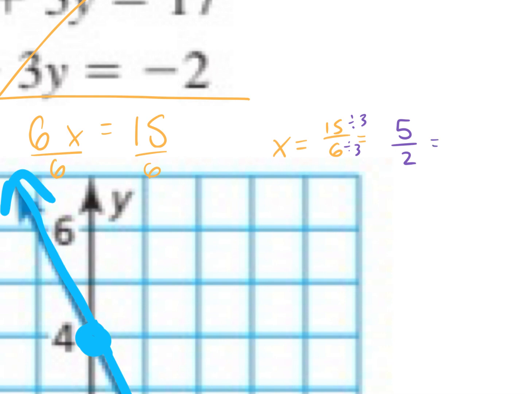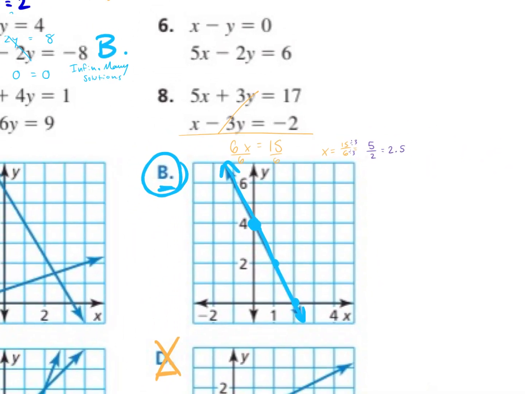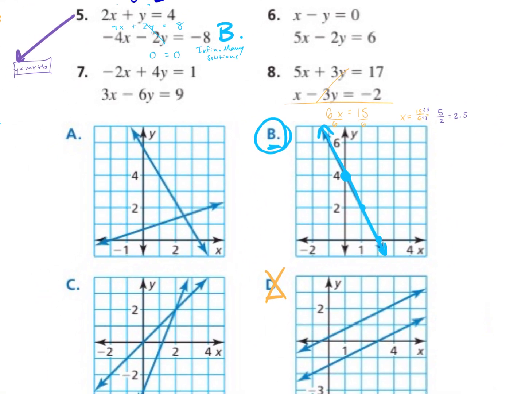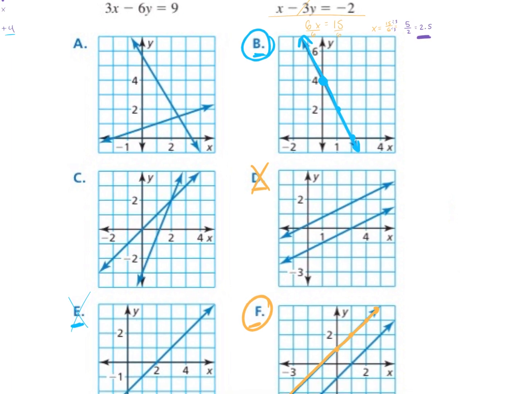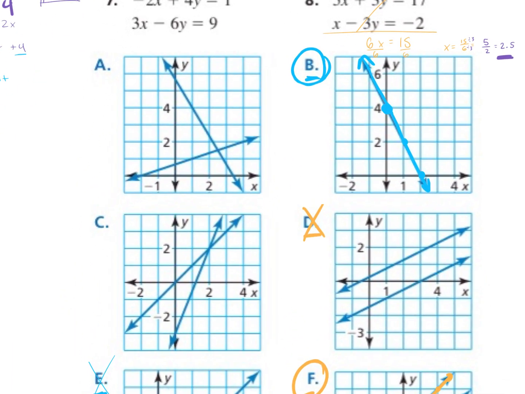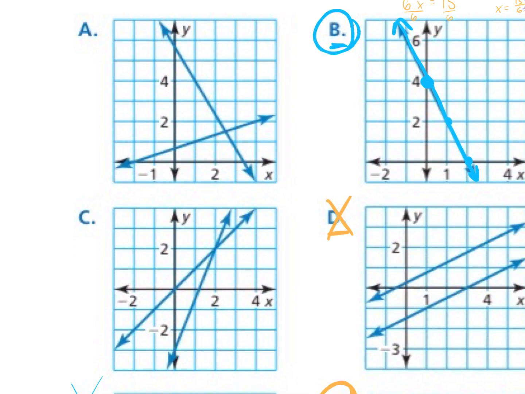If you want to make it a decimal, that's fine. Divide 2 into 5, it would be 2.5. So I know that my two lines are going to intersect where the x is 2.5, or 5 over 2. So my two lines intersect in either A or C. That's where I have one solution. And A, they intersect right here, and C, they intersect right here.